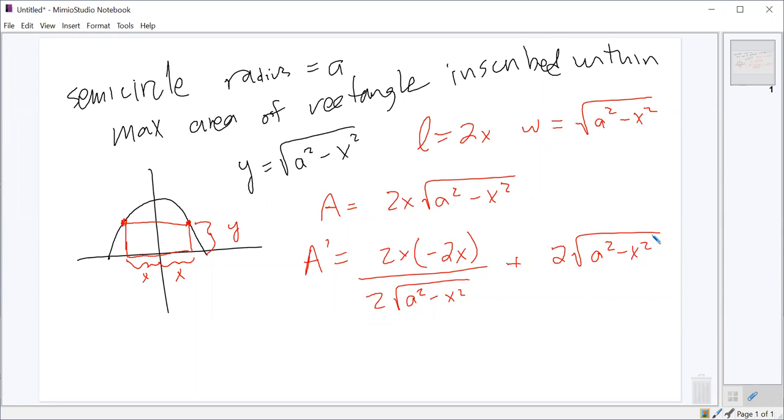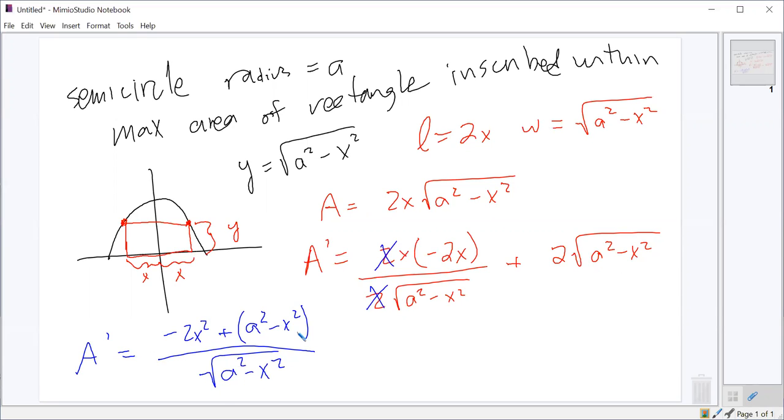So I had a lot of people in the last day or so asking me about this one, having trouble with A. A is a constant. So when you take its derivative, it's just 0. Then we could cancel out some 2's here just to make life a little bit easier. Cancel that 2 with this 2. And we're going to get a common denominator down here. So A prime will be equal to negative 2x squared plus 2 times a squared minus x squared, over root a squared minus x squared.